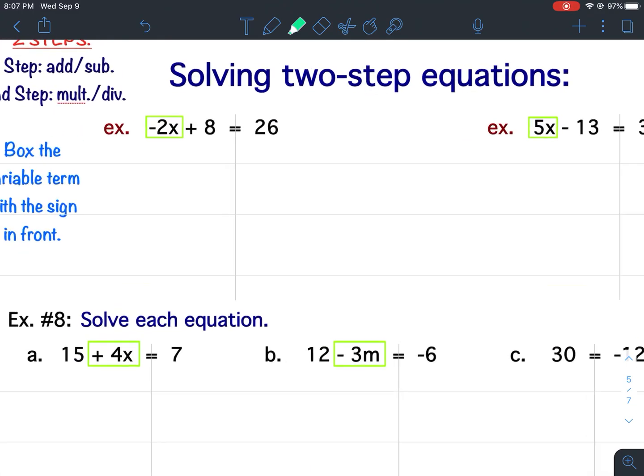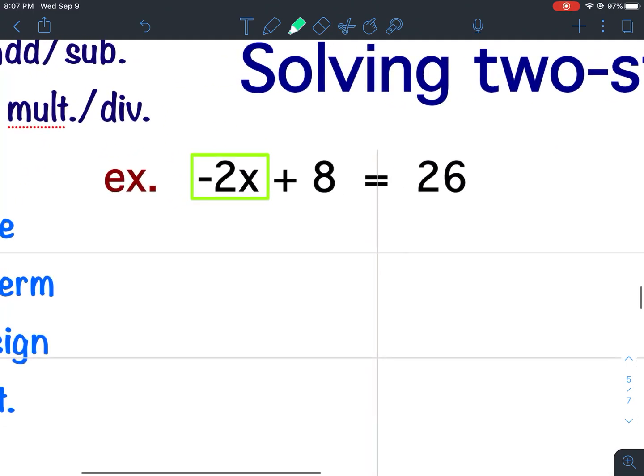If you'll notice this equation here, this example, I boxed the negative 2x. That's my variable term, all right? If I'm solving this equation, I need to get the variable by itself, to isolate the variable, I need to get rid of this positive 8 and I need to get rid of this negative 2. Well, I want you to think of that box as an electric fence. Don't touch it. Don't touch what's inside of it. Don't touch the box. So I have to get rid of the negative 2 and the positive 8, but I'm not supposed to touch what's inside that box.